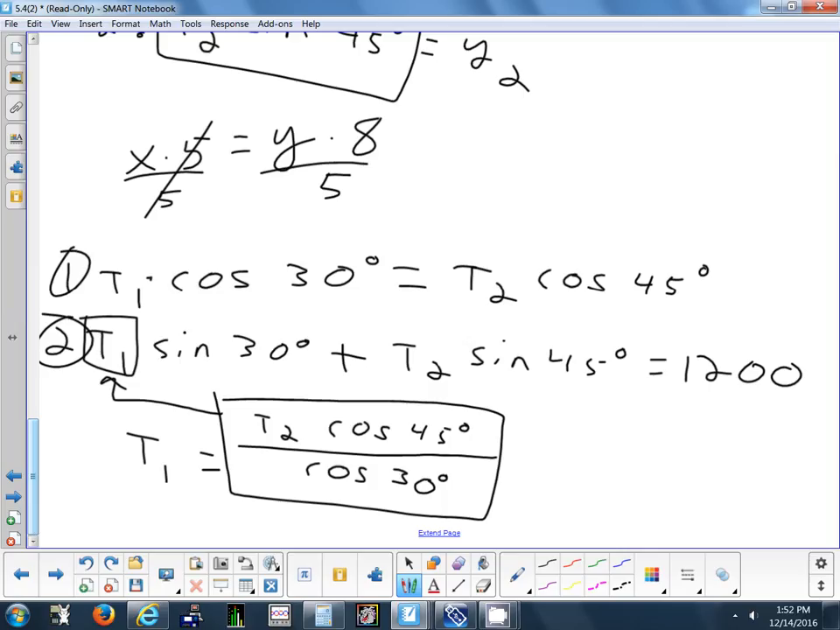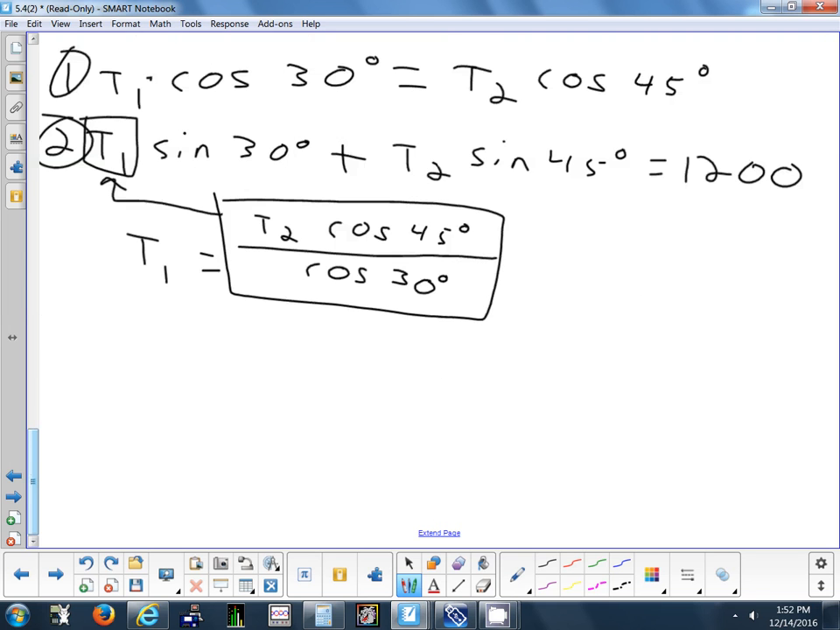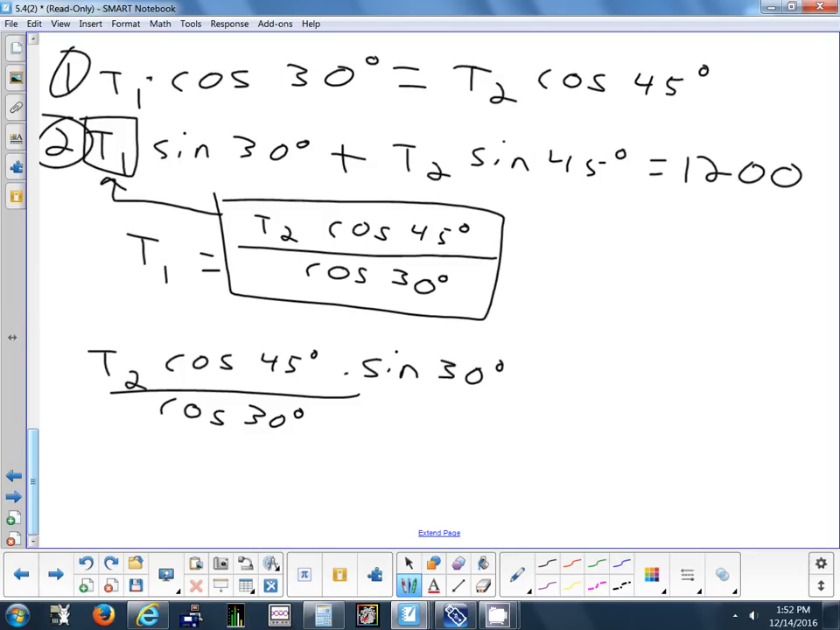Okay? Now, we've got all these sines and cosines. You can do all those out. Change all of them to decimals if you don't like them. Okay, we're going to have to anyway. But I'm going to fill in for T1 what we just said it was. It's T2 cosine 45 over cosine 30. That's T1 times sine 30, which you could just put right next to it, plus, and now just copy the rest of the problem. T2 sine 45. I know it is messy, but now we're going to type everything in on the calculator.